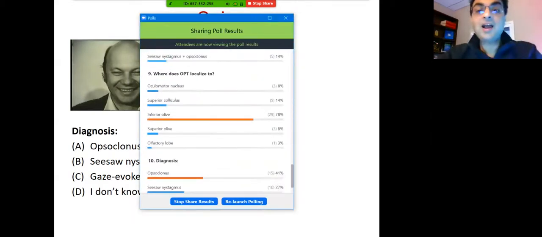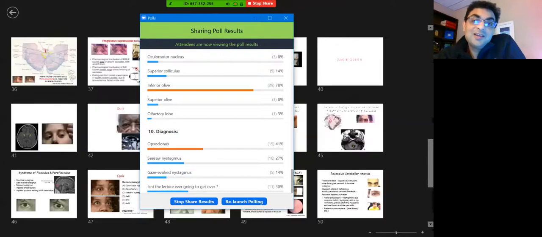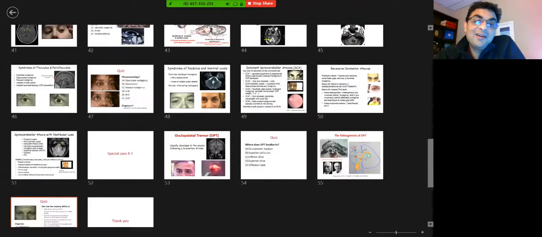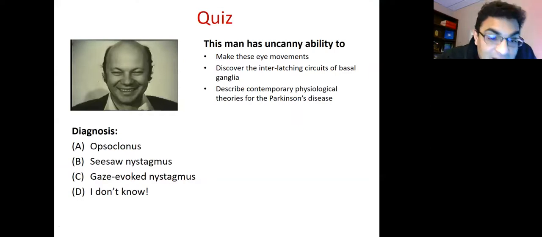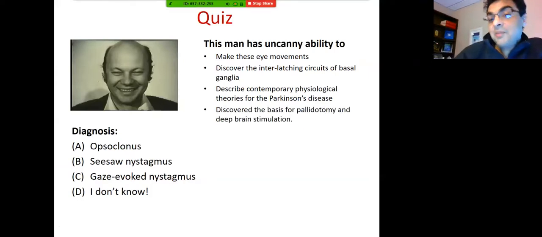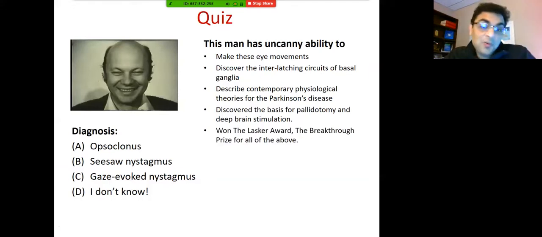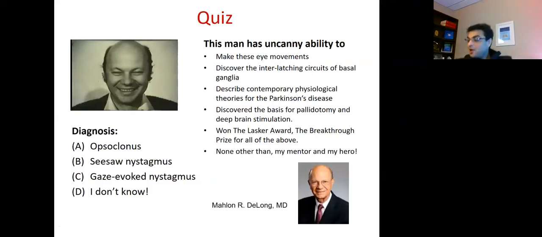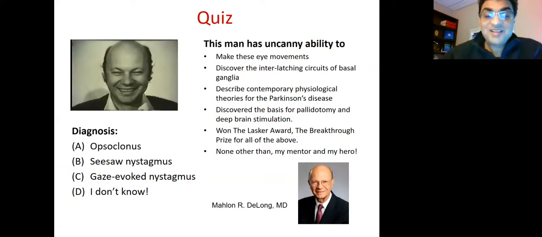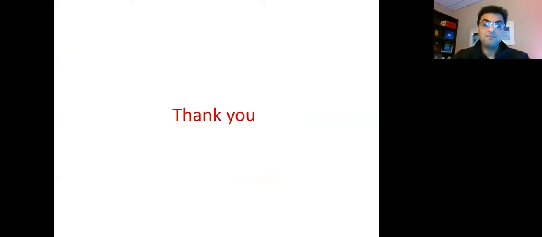So this man had an uncanny ability to make these eye movements, discovered the interlocking circuits of the basal ganglia, and described contemporary physiological theories of Parkinson's disease. Really, I don't know the answer. He discovered the basis of pallidotomy and deep brain stimulation. He won the Lasker Award. He won the Breakthrough Prize for all of the above. He's none other than my mentor and my hero, Mahlon DeLong. He had this interesting way to move his eyes in very funny ways. He's just an amazing guy. Anyway, I want to thank you all for being here. And this is it.